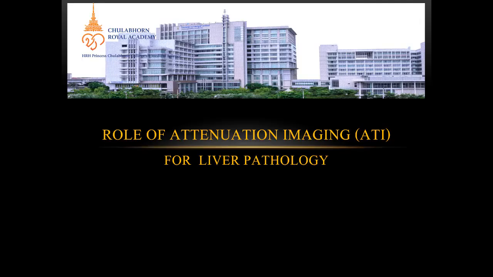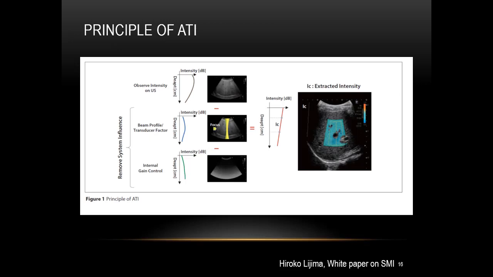So let's move to the second application, which is attenuation imaging, or ATI, for liver pathology. Attenuation imaging is an application used to quantify liver steatosis, or fatty liver. It works like this. When the sound beam passes through liver tissue that has fat, the fat content will attenuate the sound like this curve. The more the sound beam penetrates deeper, the more the attenuation is lost. The amplitude of the sound will be lost by the inverse square law.